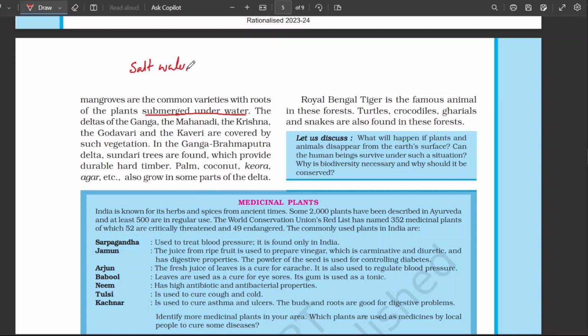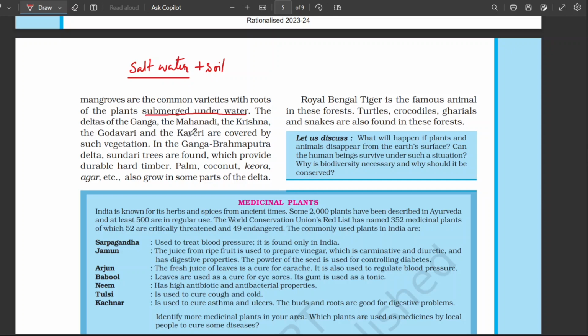ठीक है, सॉल्ट वाटर प्लस मड एंड सॉइल बोल दिया इसने. इन ट्रीज की खासियत क्या है कि सबमर्ज्ड अंडर वाटर. And which kind of water? सॉल्ट वाटर. सॉल्ट वाटर के अंदर सबमर्ज्ड होते हैं और उसमें भी सर्वाइव करते हैं. नॉट एवरी काइंड ऑफ प्लांट कैन सर्वाइव देयर.